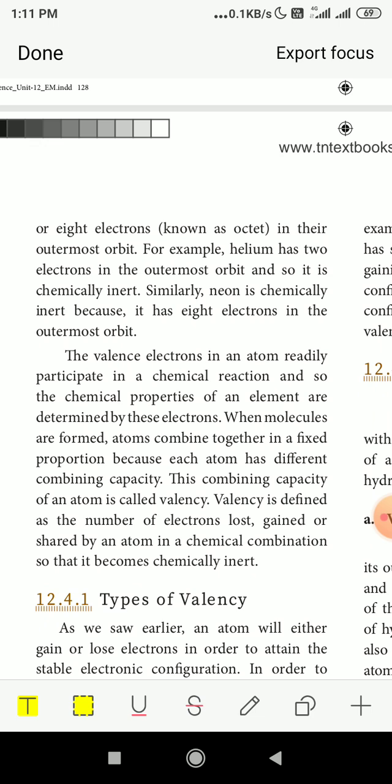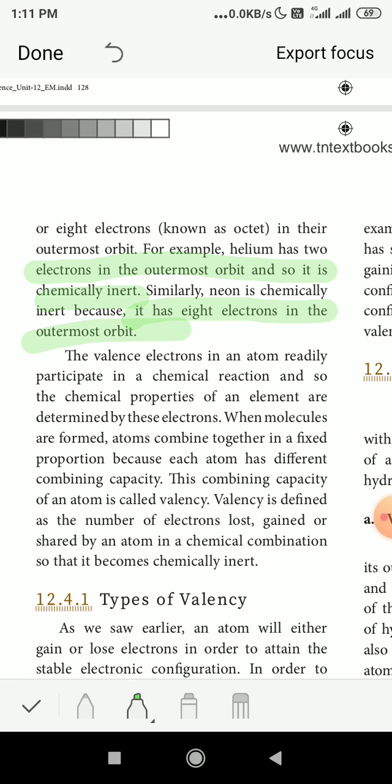For example, helium has 2 electrons in the outermost orbit. Always it has only 2 electrons, so it is called a duplet, and chemically it is inert. Neon is chemically inert because it has 8 electrons in the outermost orbit. The valence electrons in an atom readily participate in a chemical reaction, so the chemical properties of an element are determined by these electrons.